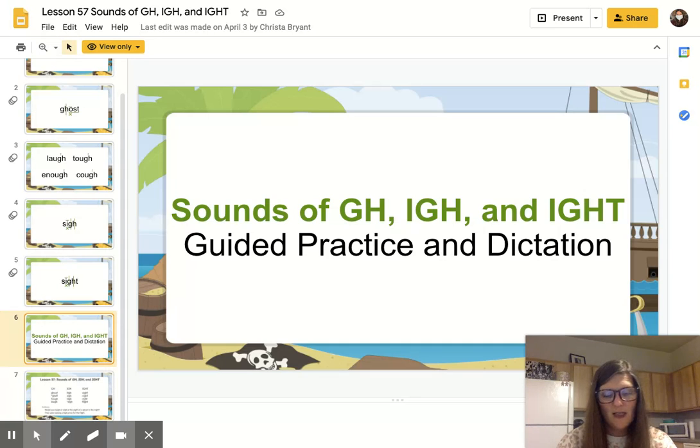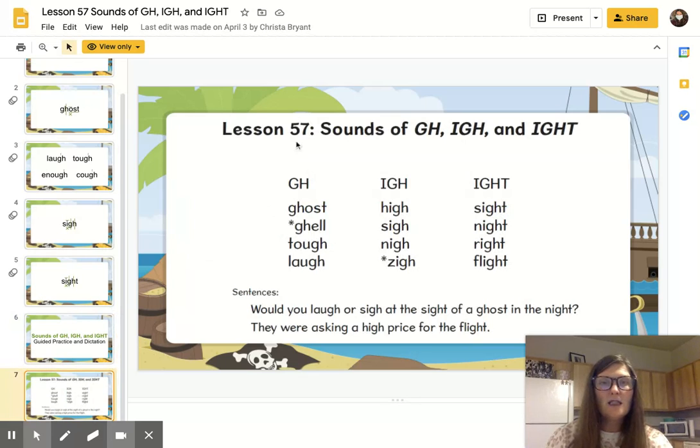Good. Erase it. Find the word that rhymes with enough. What word is it? Rough. Good. What word is left? Cough. All right. Great job. Erase that one or mark it out. And let's read the words that follow this rule that we talked about today. Okay? All right. So they're in this column right here.